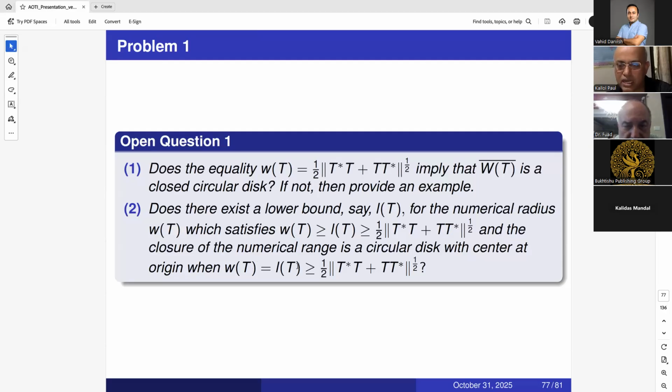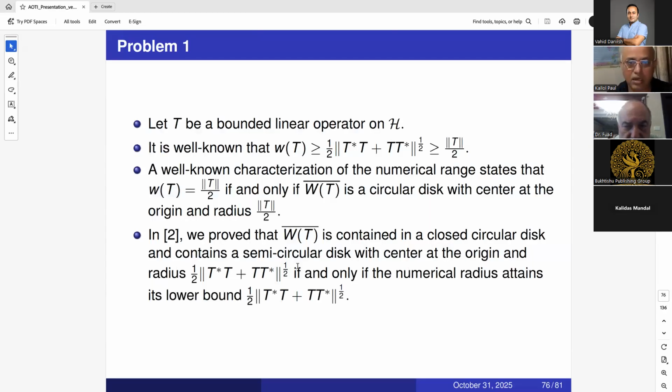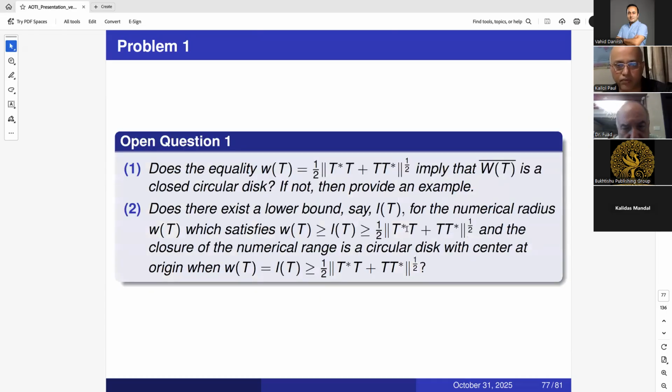So the question again, I reiterate: w(T) equal to norm T by 2 implies the closure of the numerical range is a circular disk with center at the origin and radius norm T by 2. So when you improve on the bounds, whether the same characterization will hold or not, that is the main question. But we could not find an example that it is not a circular disk, neither were we able to prove that it will be a closed circular disk. So that is question number 1.